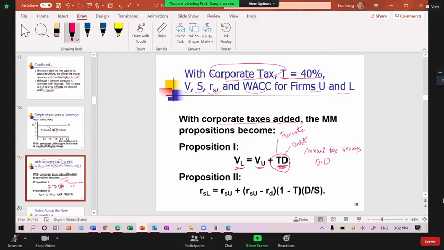So debt times interest rate times T is the annual tax savings. That is the debt tax shield, the annual debt tax shield. You can deduct the interest, then times T is the annual tax savings. M&M assumes perpetuity, so that will continue forever.